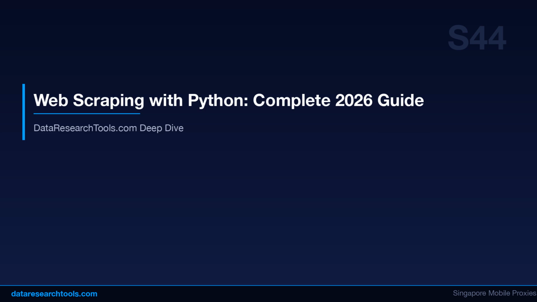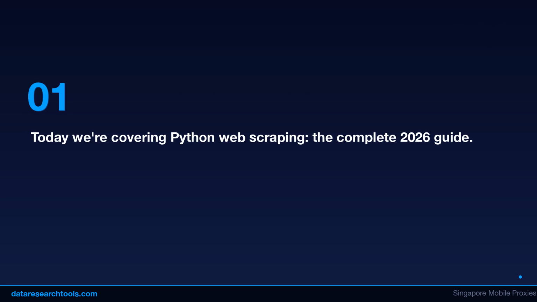Today we are covering Python web scraping, the complete 2026 guide. Python is the default language for web scraping: heavy readable syntax, a massive library ecosystem, and mature frameworks, making it the default language for everything from quick data pulls to enterprise scale crawling. Over 70% of web scraping projects use Python, and no other language offers the same breadth of scraping tools.